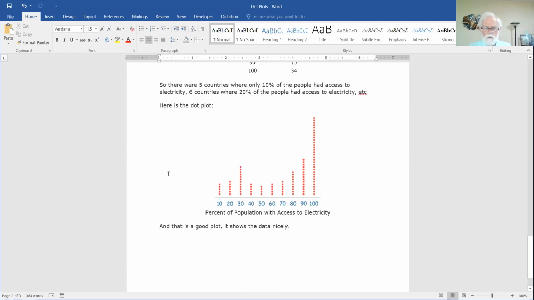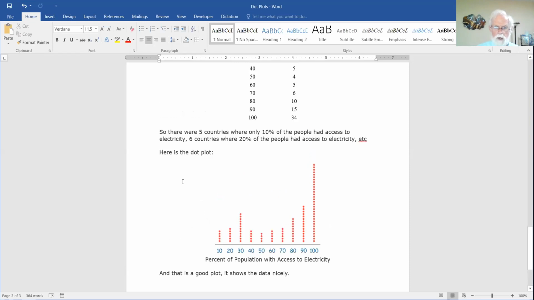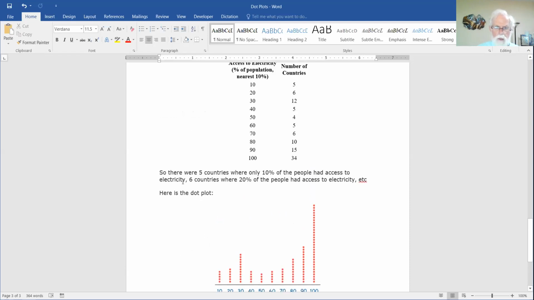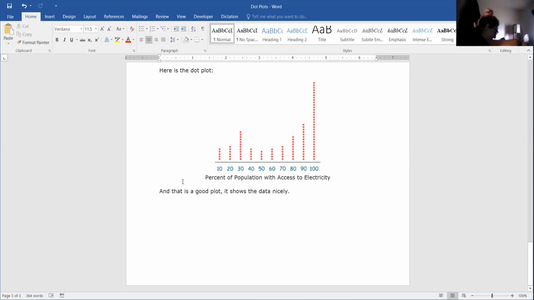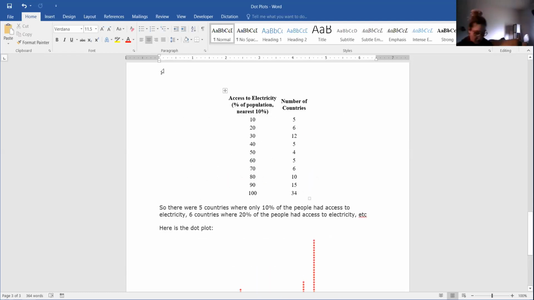Okay, does that make sense? These are useful. They have a visual impact. We have a small proportion of all these countries, 5 countries, where only 10% of the people have access. Does this make sense? Yep. Okay. Let's do one more.